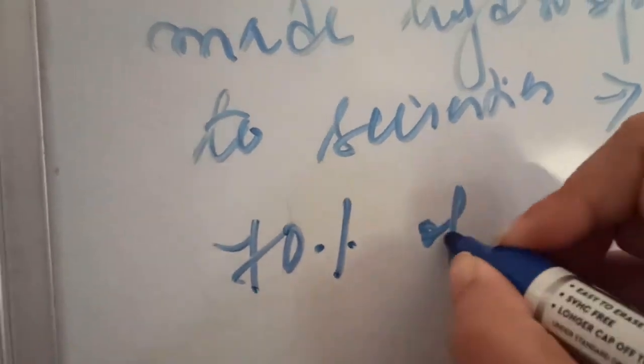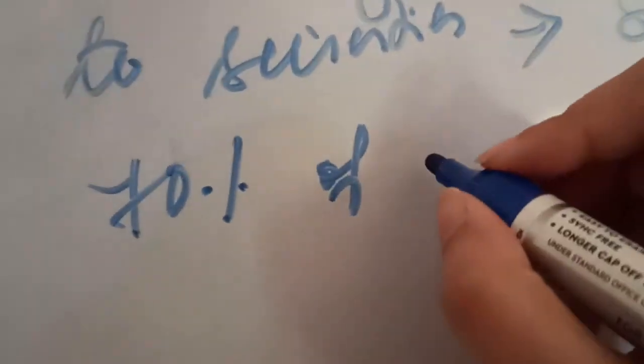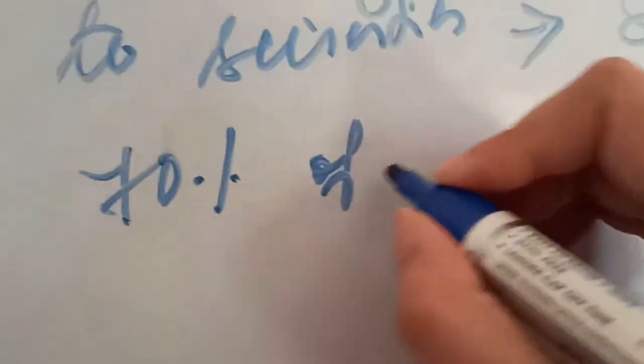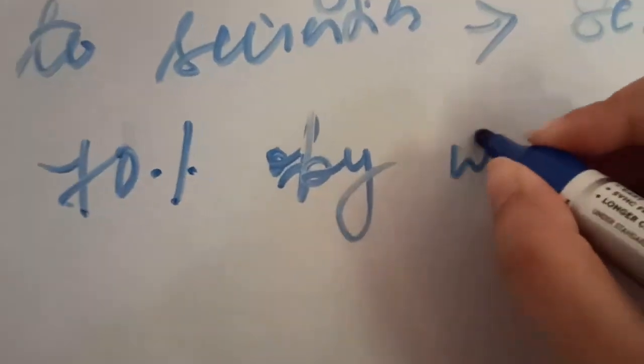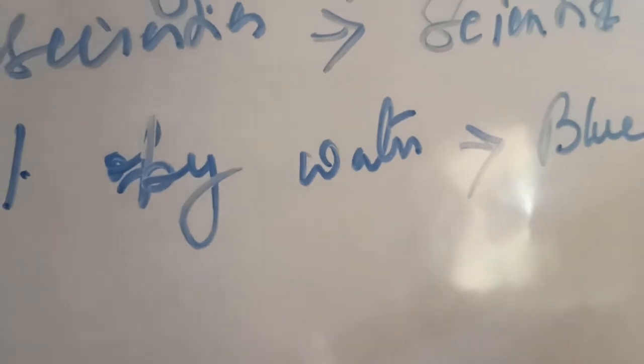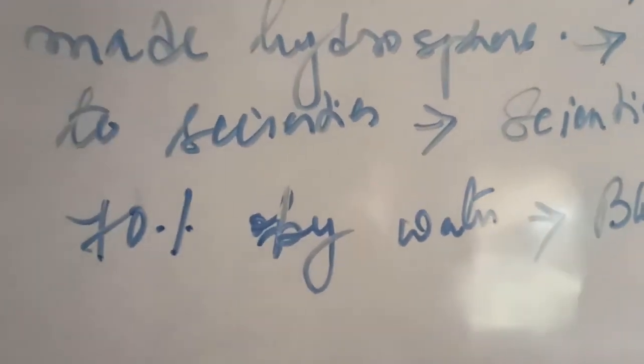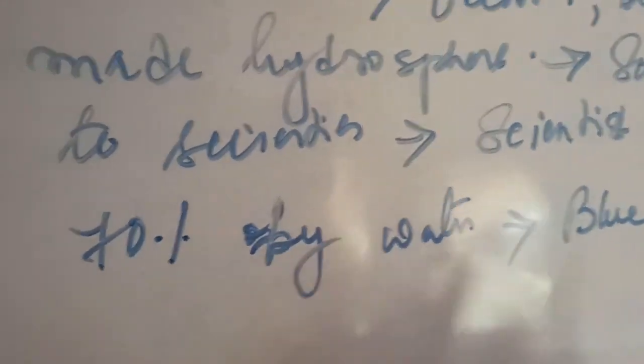70% of the earth is covered by the water surface, and as a result of that, our earth is also known as the blue planet, because from a distance it appears blue in color. That is why it is known as the blue planet.